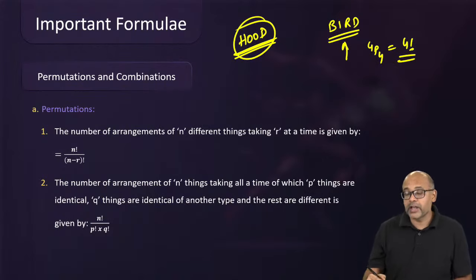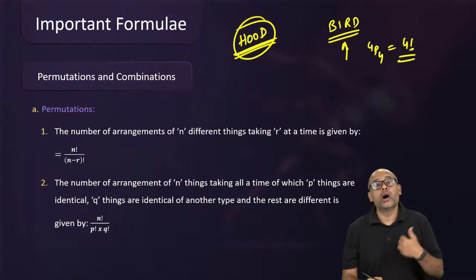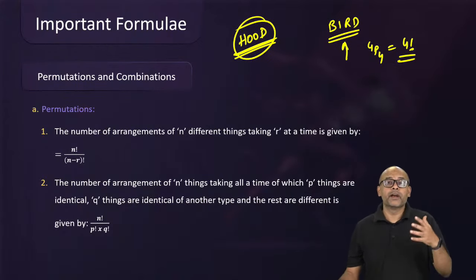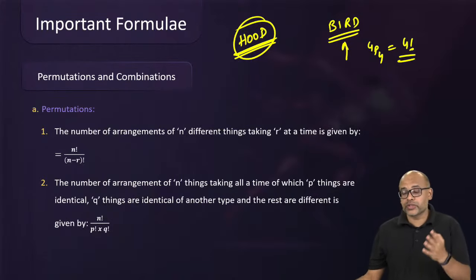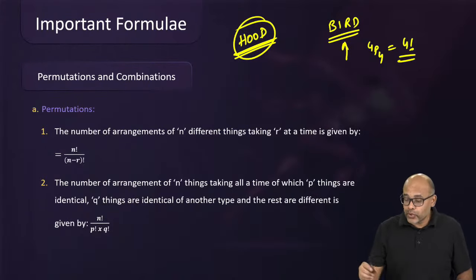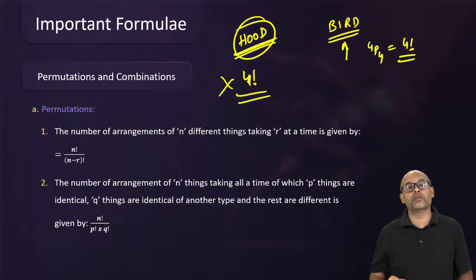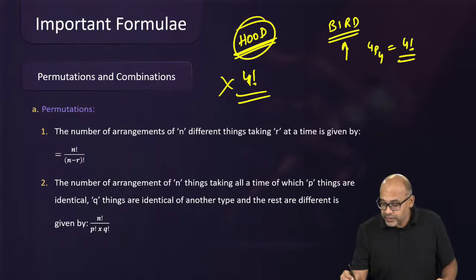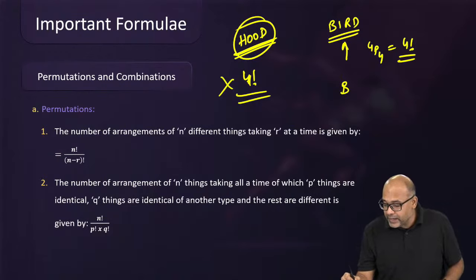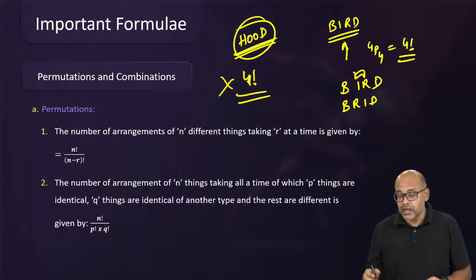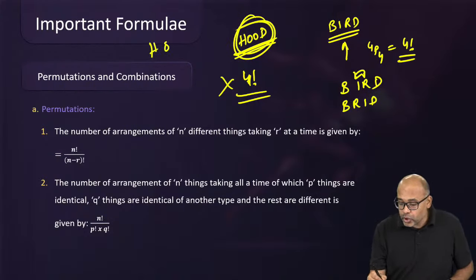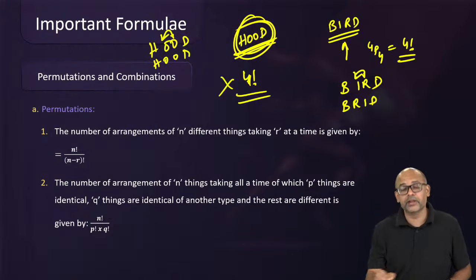But here, if I ask you the same question, how many ways can you form 4-lettered words using the letters of HOOD? You cannot give the same answer. It will not be 4 factorial. Why? Because in BIRD, BIRD is different from BRID. These are interchanged, and you will get 2 different words. But if you look at HOOD, if you interchange these 2 O's, you will not get a different answer. You will again get HOOD only.